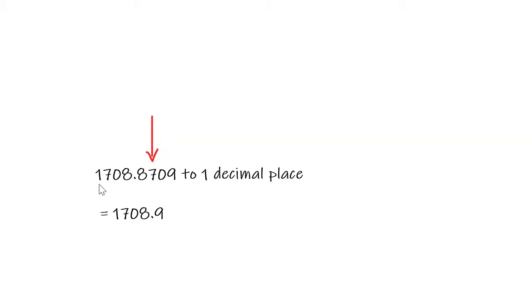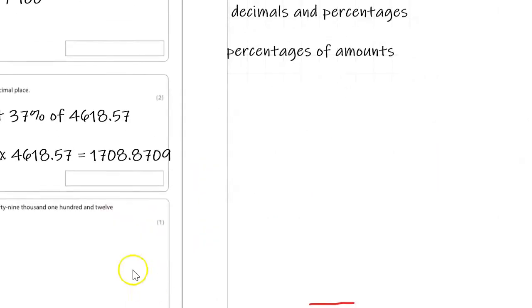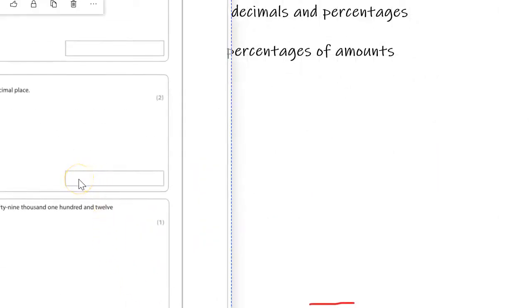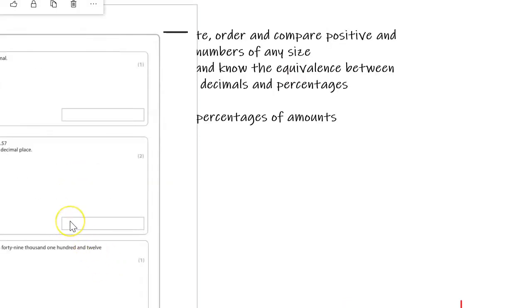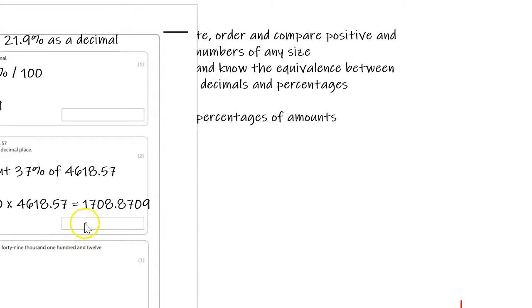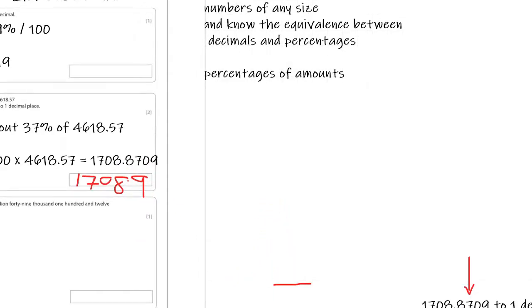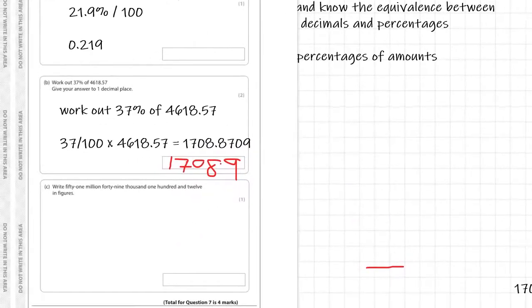If that number is 5 or above, it goes up. If it's 4 or below, it stays the same. So we can see that that number is 5 and above. So it knocks it up to 1708.9. Okay, so let's put that as the answer. 1,708.9. Okay, so let's have a look at the last question in this one, and it's a little bit different.